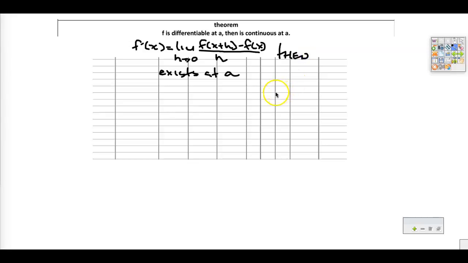the function is continuous. Well, what was the definition of continuity? Then the limit as x approaches a of f of x will equal f of a. So again, this is that if P, then it implies Q. However, you can't reverse this.